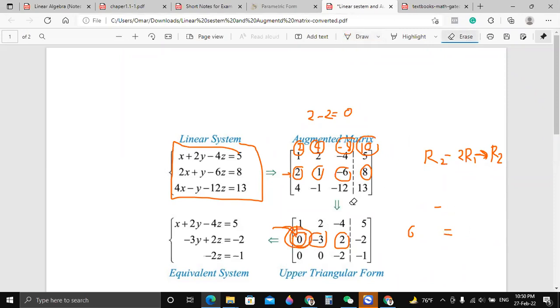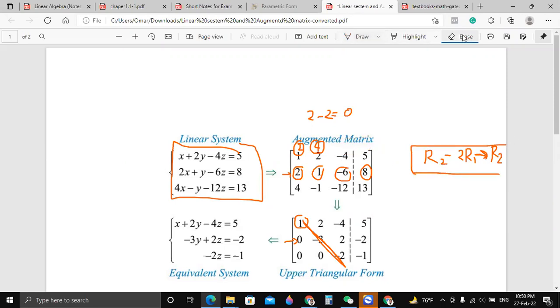So this 0 is below the diagonal line, right? Guys, can you see? This 0 is below the diagonal line. So this is our diagonal line, and this 0 is below the diagonal line, right? Okay. So we got our first 0, and here is our formula.